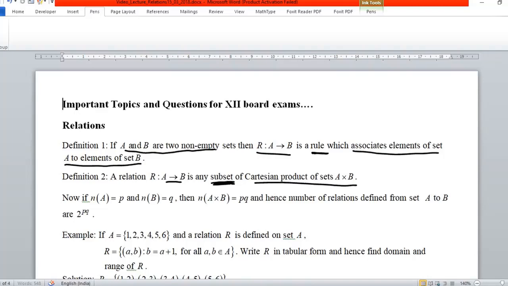Now if set A has P elements and set B has Q elements, the number of elements in set A cross B is going to be P into Q, that is PQ. And since a relation is any subset of A cross B, we know that for a set containing PQ elements, the total number of subsets of A cross B is 2 raised to power PQ, and hence the total number of relations from set A to B is 2 raised to power PQ. Let us take an example.